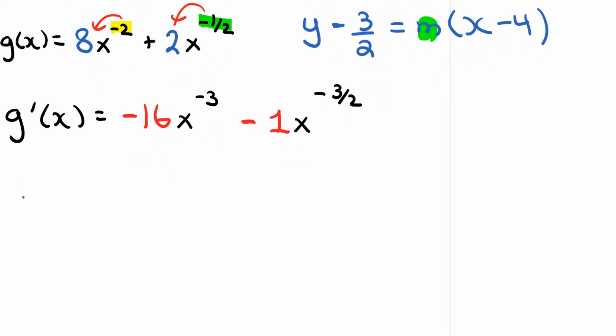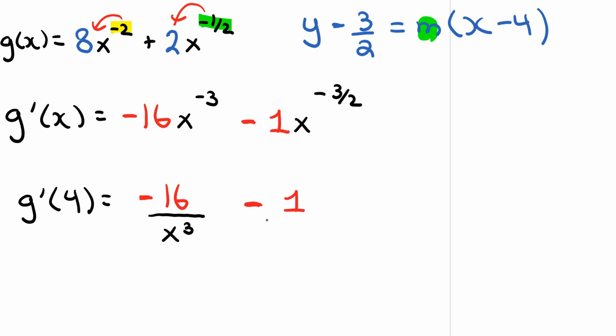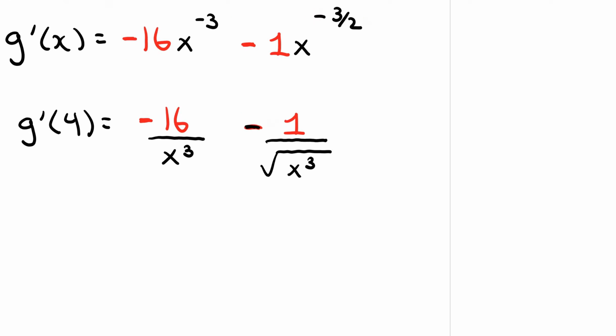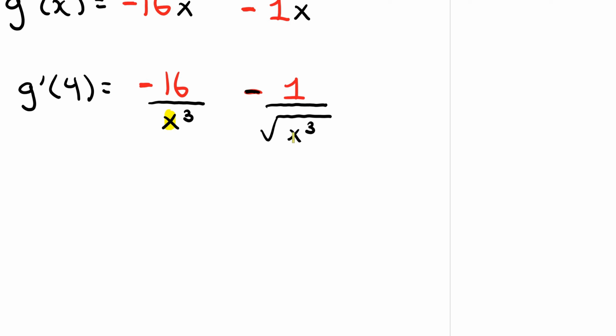So now the goal is to find g prime of 4. Okay, but what I'll do first is I'll rewrite this back into positive powers. So this is negative 16 over x cubed, minus 1 over the square root of x cubed. Okay, so now we have to figure out this particular problem if we can. So we've got to find g prime of 4. So all the x's are being replaced with the 4, right? So let's go ahead and write out our next step here.